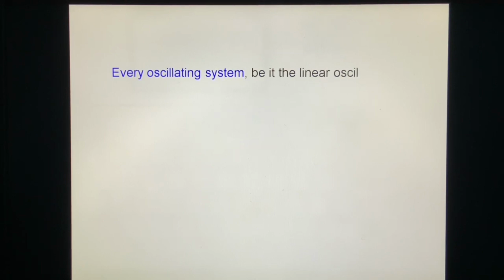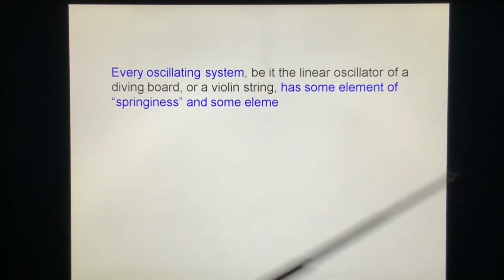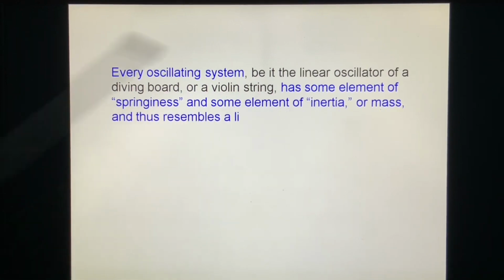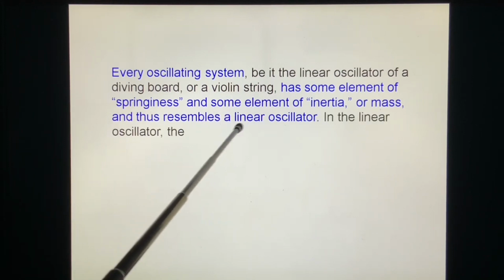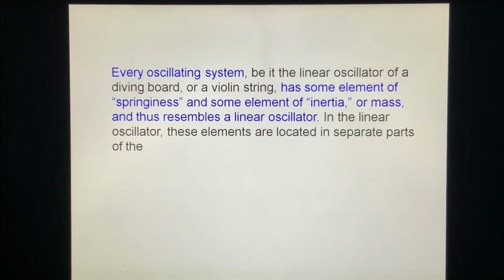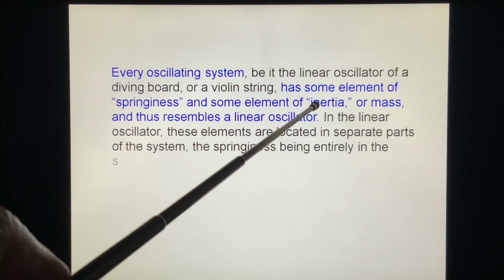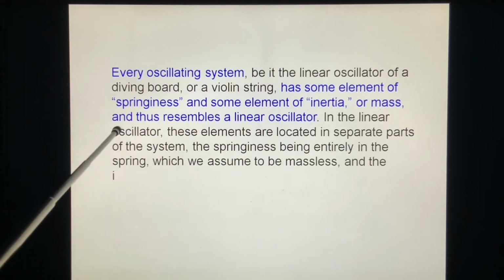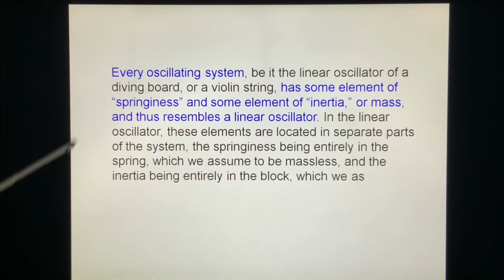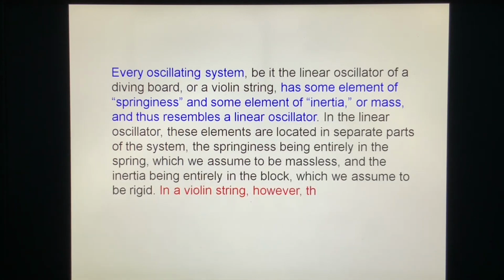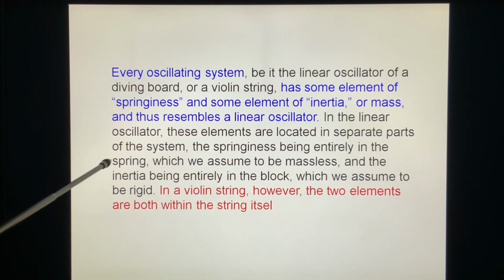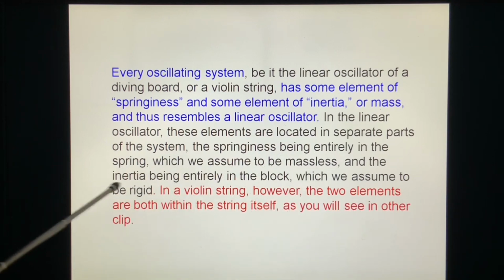Every oscillating system, be it the linear oscillator of a diving board or a violin string, has some element of springiness and some element of inertia or mass, and thus resembles a linear oscillator. In other words, a linear oscillator has two elements: one is springiness and one is inertia or mass. In some linear oscillators, these elements are located in separate parts of the system, the springiness being entirely in a spring, which we assume to be massless, and the inertia being entirely in the block, which we assume to be rigid. However, in a violin string, the two elements are both within the string itself, as you will see in other clips.